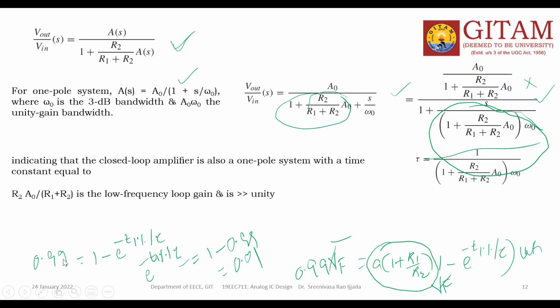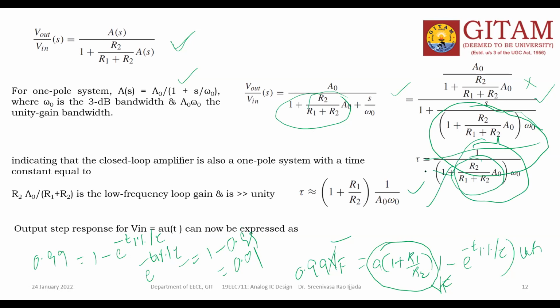This time constant value means 1 by tau is 1 by 1 plus R2 by R1 plus R2 into A naught into omega. A naught is the low frequency gain. It is said to be far greater than 1, so you can neglect this term, and then only this term is there. You can rearrange this and finally tau is 1 plus R1 by R2 into 1 by A naught into omega.